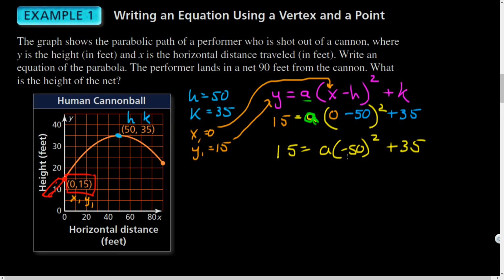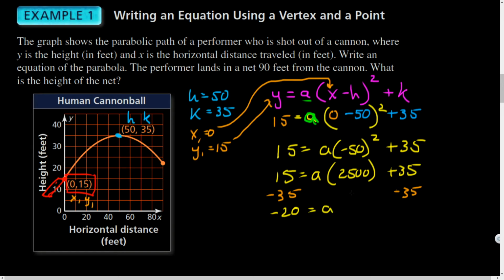50 squared. 15 equals a times 2,500 plus 35. And so I'm just solving for a, old school algebra style here. So I'm going to subtract 35 from both sides. I'll get negative 20 equals 2,500a. The 2,500 is currently being multiplied by a, so divide both sides by 2,500. And so I'm going to get my a.